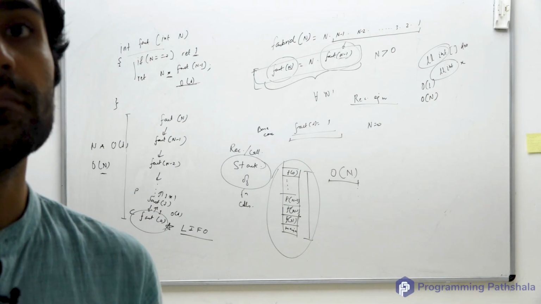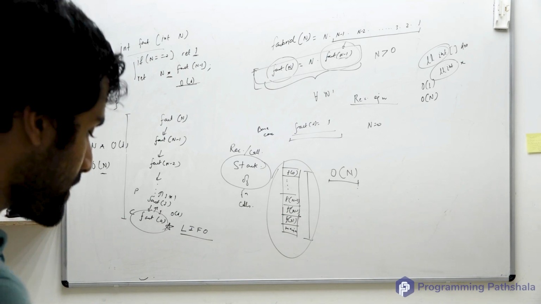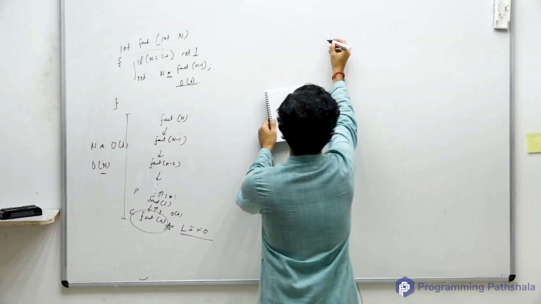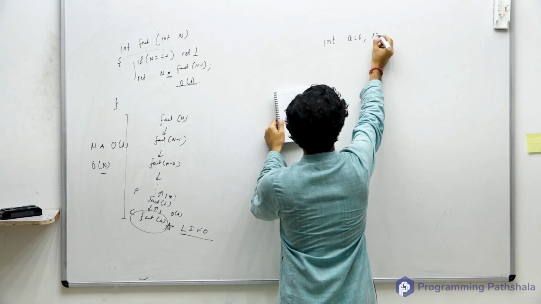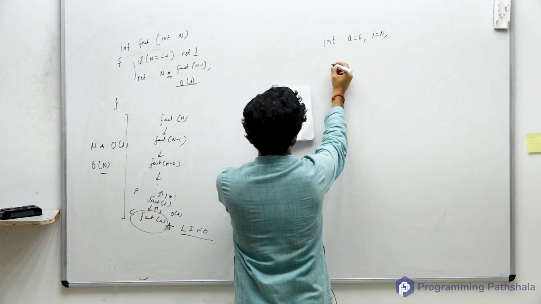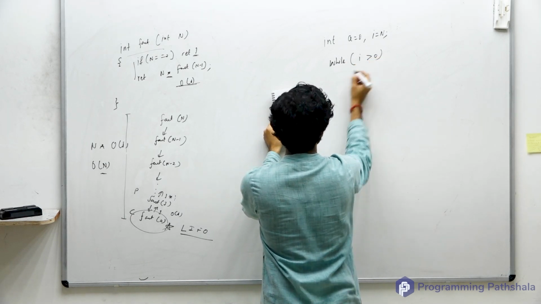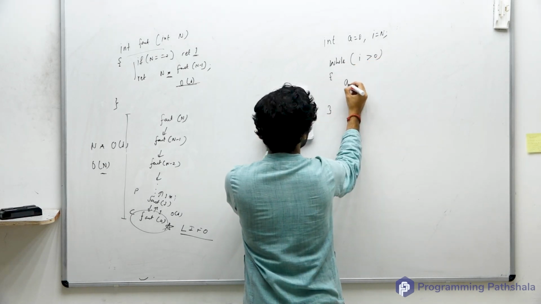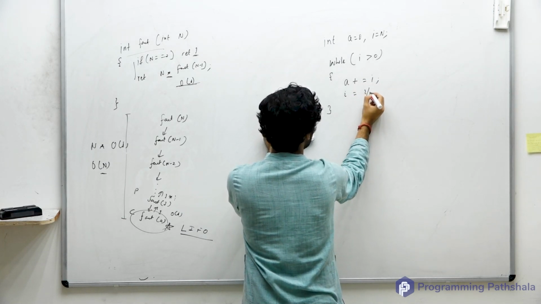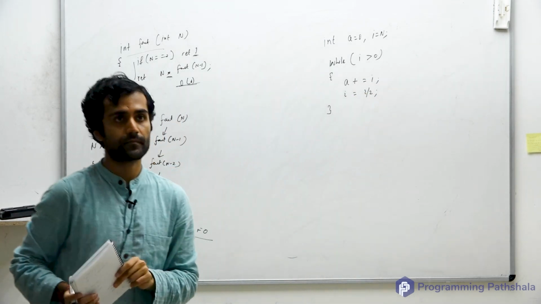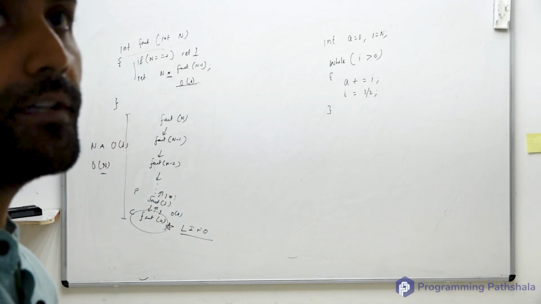Now as we do some really good questions on recursion, you will gain more insights into how to do that very effectively. So I'm going to write another code. Let's say int a equals 0, i equals n. Let's say while i is positive, I am doing a plus equals i, and I am doing i equals i upon 2. What will be the time complexity of this code?